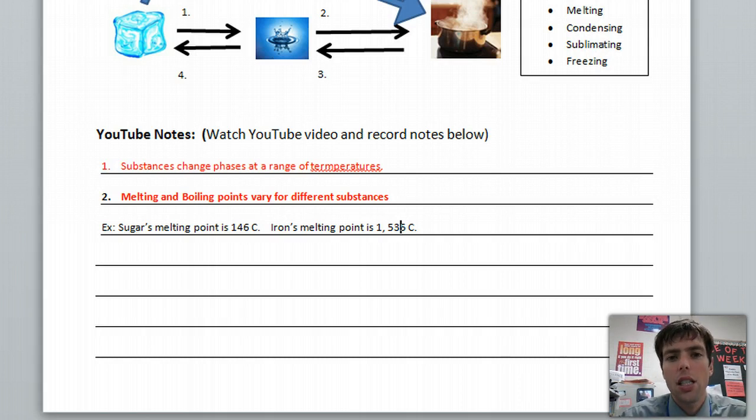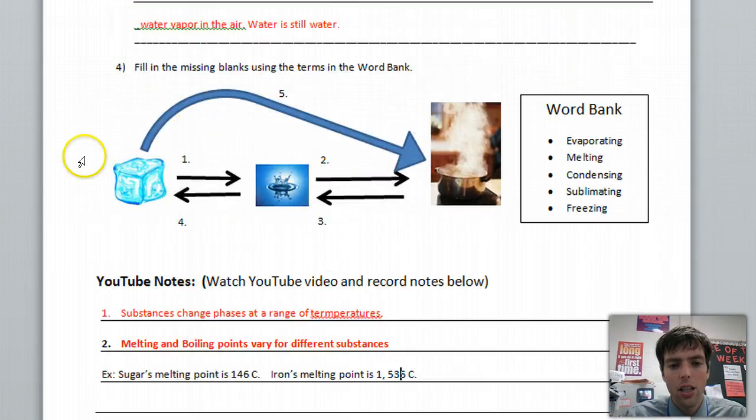So remember these things as we go out through this week about phase changes. Make sure you learn this vocabulary right here for your quiz. That's definitely going to be on your quiz coming up. And I think you guys will be good to go. There you are.